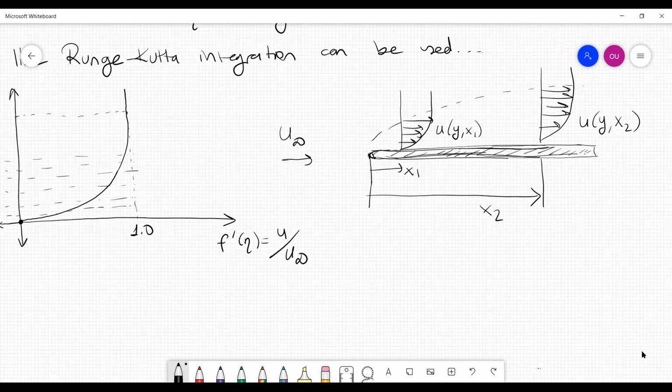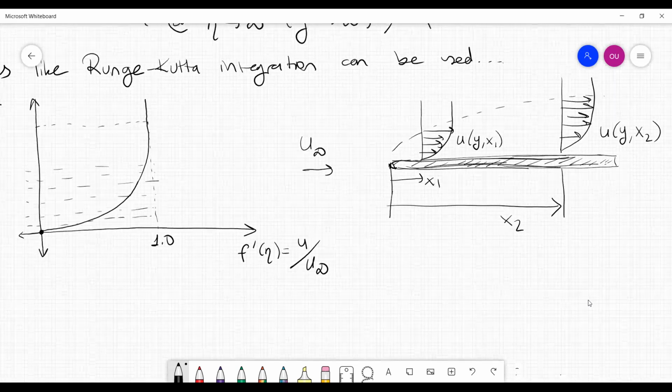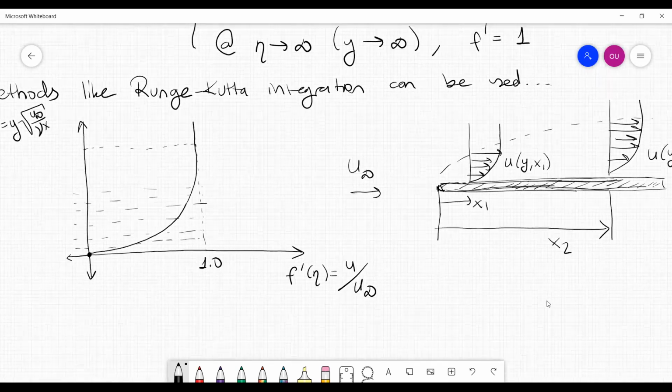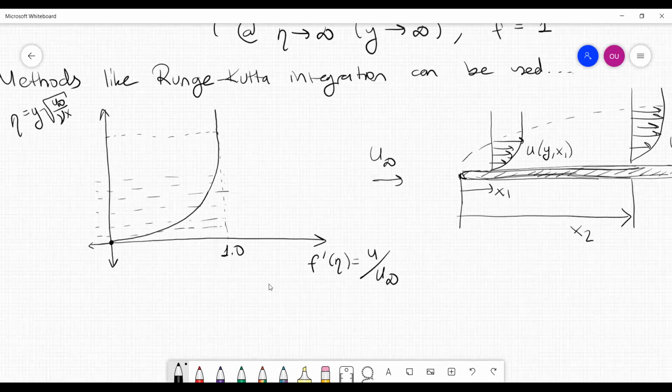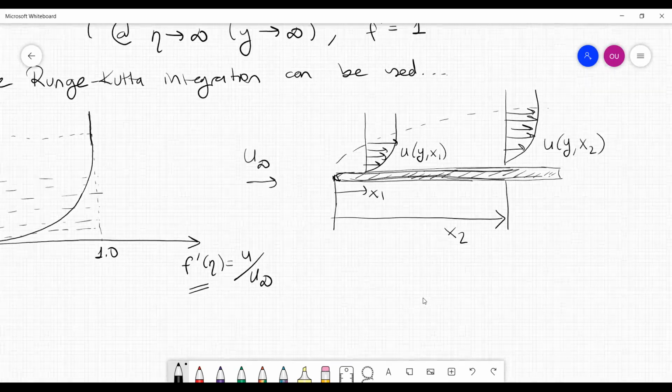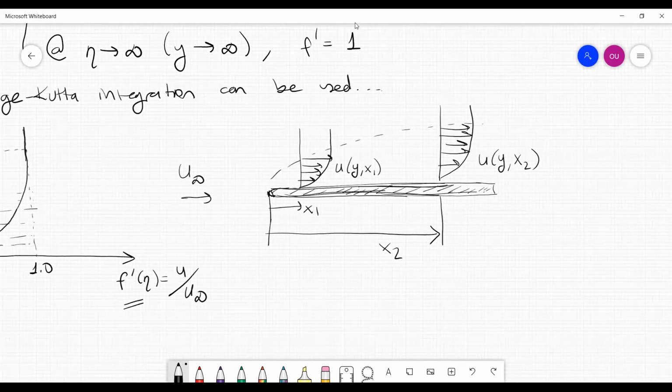However, the solution that we get from Blasius is, first of all, a generalized solution, and it is indeed the same as plotted with respect to these new coordinates eta and f prime eta. This profile is universal, so it does not change wherever you go in the x coordinate. Whether you are at the x1 location or the x2 location, this eta versus f prime eta graph is still the same.